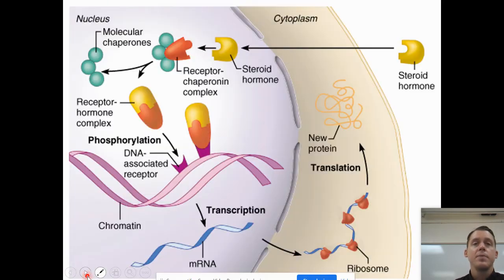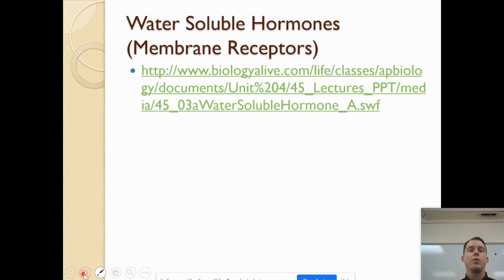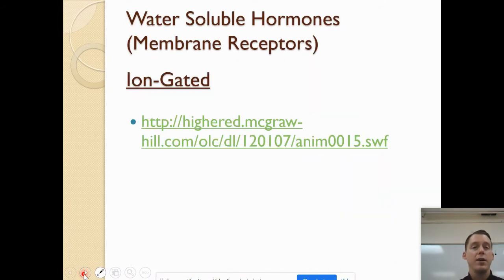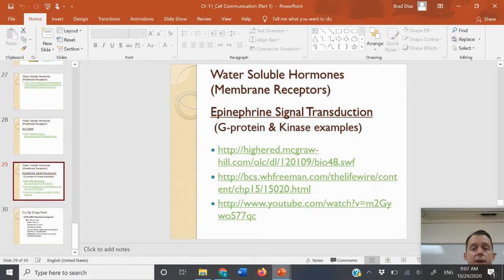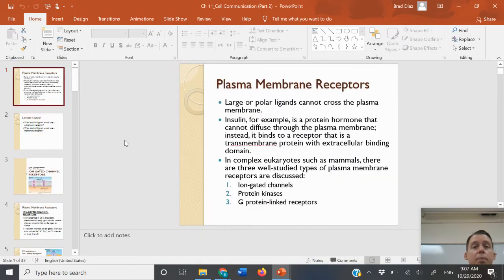So here we have yet another example of the steroid hormone going through, kicking off the chaperone protein, causing transcription, and then we end up with a new protein being made as a result of the presence of that steroid hormone. All right, and that is where we are going to stop with cytoplasmic receptors. And now we need to move on to membrane receptors.